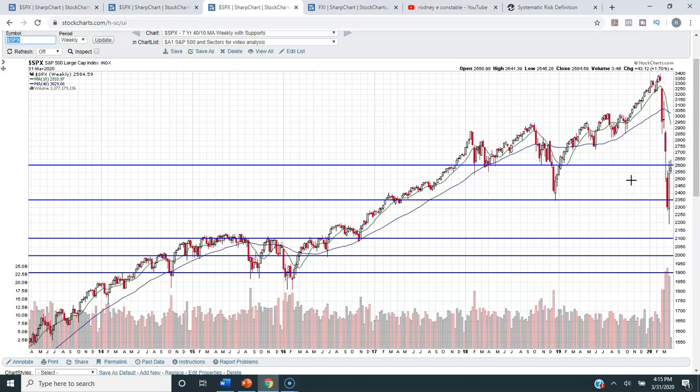And as we know, prior support becomes resistance once penetrated in either direction. So it was support here above us, but now that we're stuck beneath it, this 2600 level is acting as resistance. We're having a hard time on these weekly candles, and we've poked our head above it with the wicks, but we have not been able to close on a weekly close. We haven't been able to close above this 2600 level.